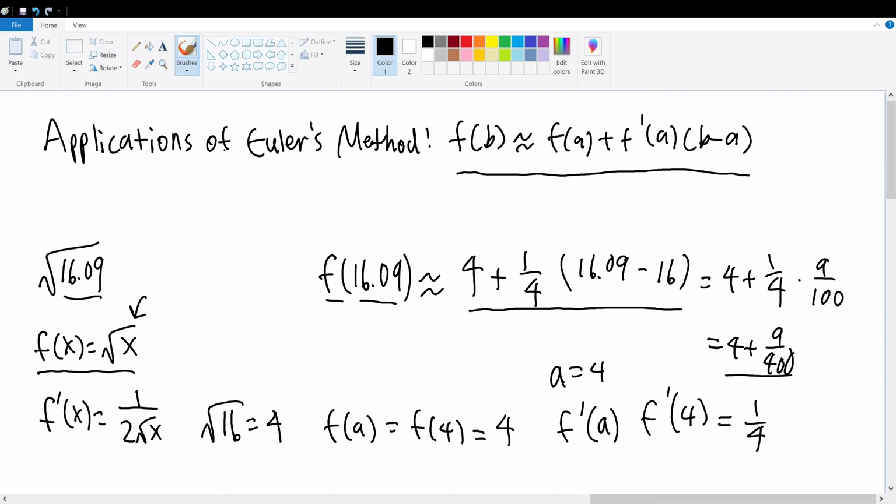And think about if this is reasonable, because the square root of 16.09 is very close to the square root of 16, so it should be around 4. And 4 plus 9 over 400 will be indeed around 4. Therefore, we can be sure that this estimate is reasonable and a good estimate by Euler's method. So this is an application of Euler's method by calculating square roots.